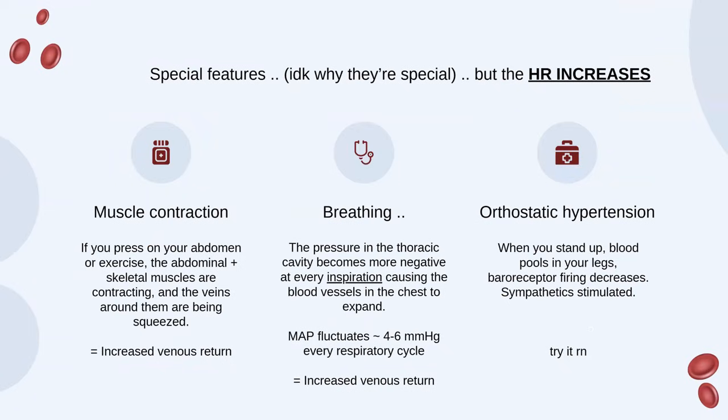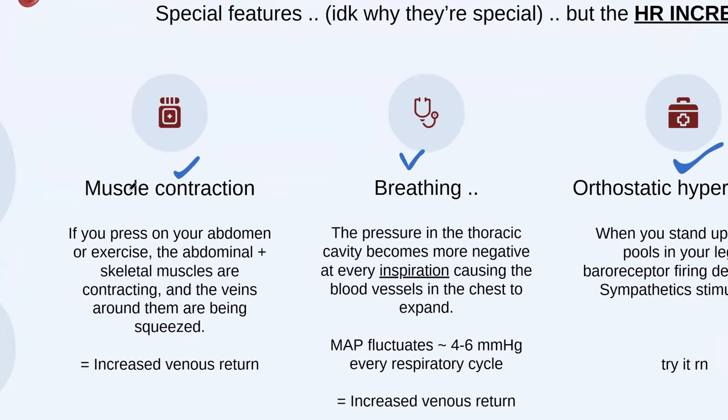Special features in which the heart rate is going to increase. So you have two. You have muscle contraction and you have breathing. And this is a special case, which is orthostatic hypertension. So in muscle contraction, when I'm sitting down, okay, and I'm going to compress on my abdomen, my muscles are going to be compressed, right? The muscles, when they're compressed, are going to also compress the vena cava, okay? It's going to compress all the large veins. So when you compress the large veins, the blood has to go up. It cannot go anywhere else. So if I press on the blood vessel, it's going to go up into the heart.